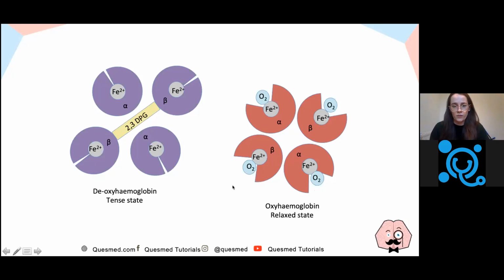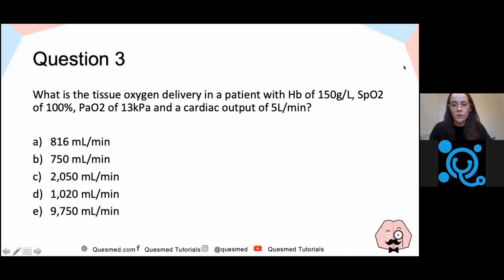All right, so moving on. Question 3. What is the tissue oxygen delivery in a patient with a hemoglobin of 150 grams per litre, oxygen saturations of 100%, partial pressure of oxygen of 13 kilopascals, and a cardiac output of 5 litres per minute? So we have A, 816 mils per minute; B, 750 mils per minute; C, 2050 mils per minute; D, 1020 mils per minute; or E, 9750 mils per minute.